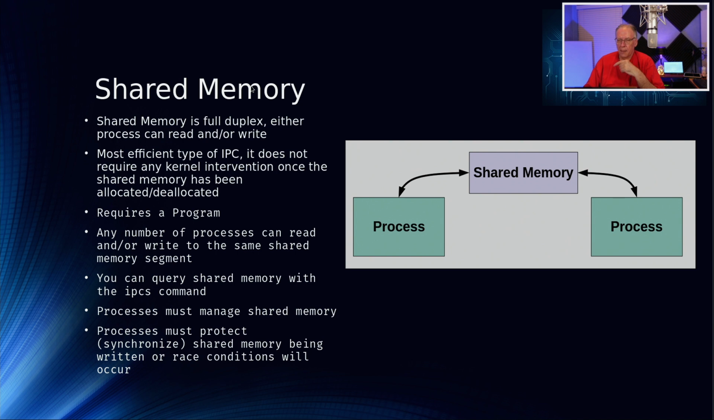So the one problem that you have, however, with shared memory is that you have to be careful with it, because if you have processes that are reading and writing at the same time to that shared location, you may get unintentional results. So the unintentional result would be in the form of a race condition. What is that? What is a race condition?